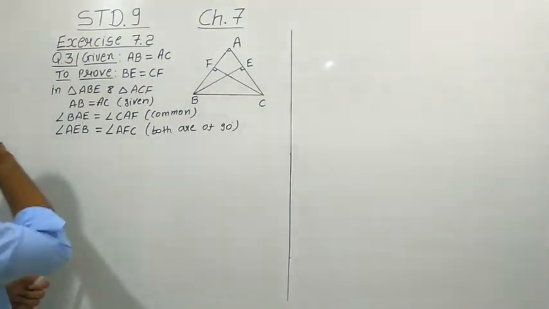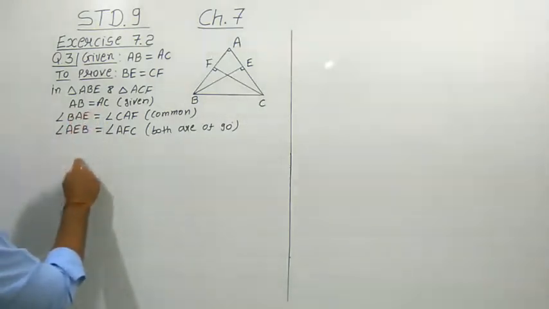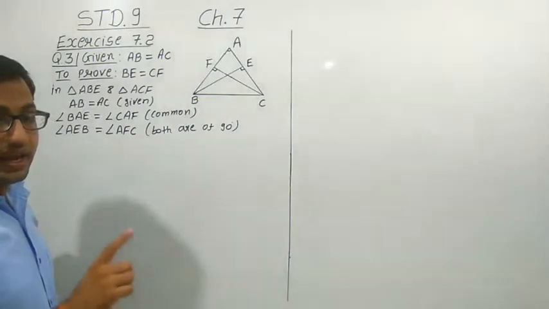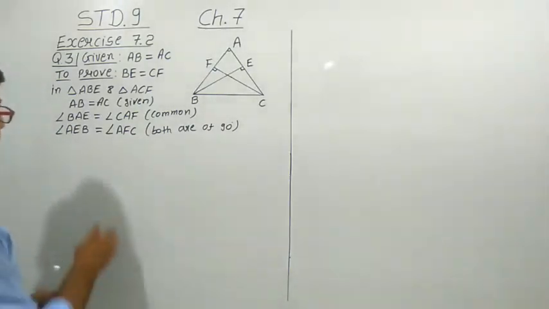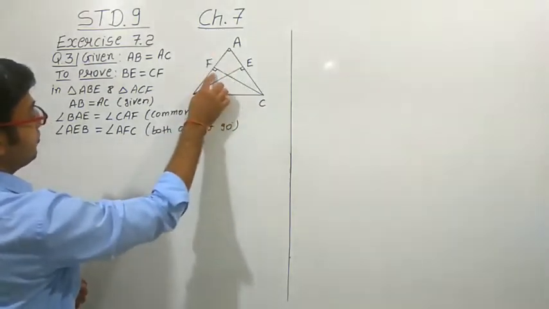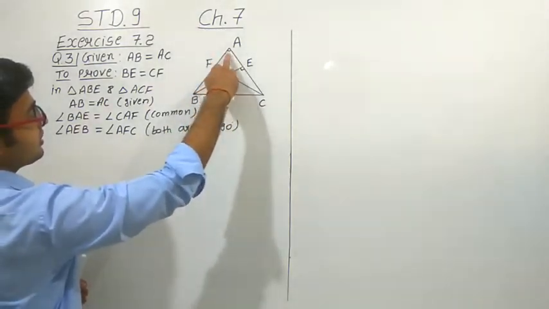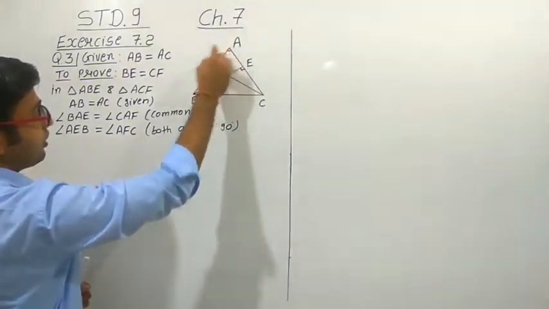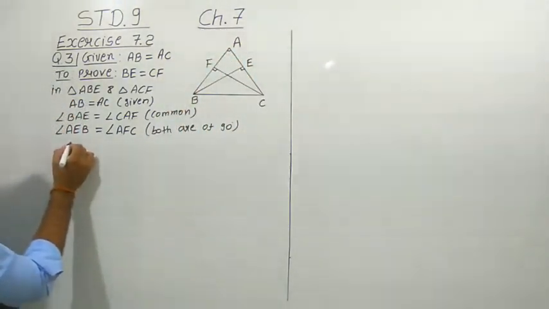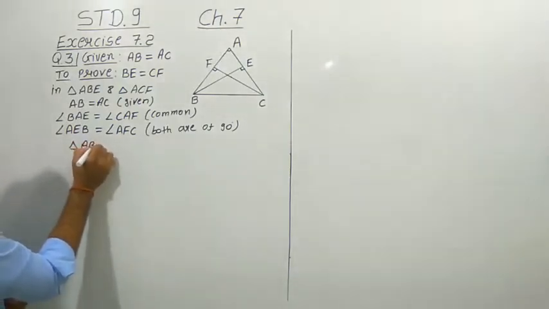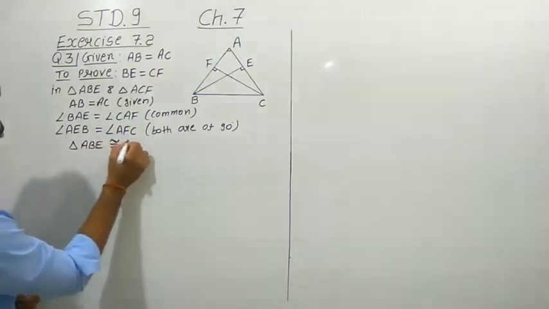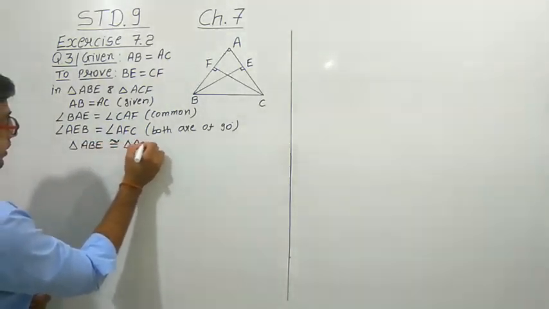So see here in these two triangles, one is the side, two are the angles. Right? So which criteria is this? Angle side or angle side angle? See, consider one of the triangle AFC in which one of the angle is this, one of the angle is this, and side is this. Side is not included between these two angles. So this criteria is angle side. So we can say that triangle ABE is congruent to triangle ACF.